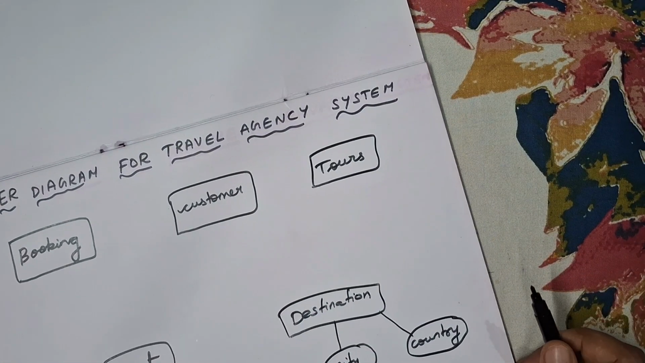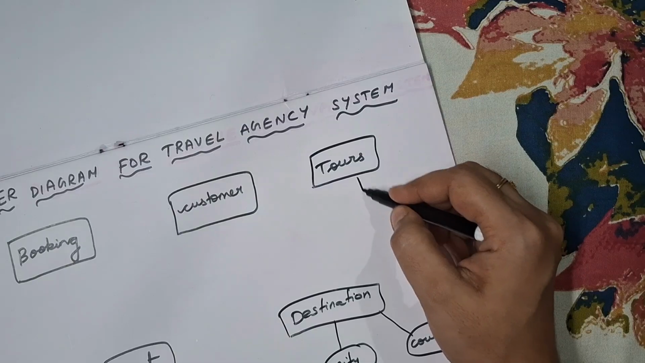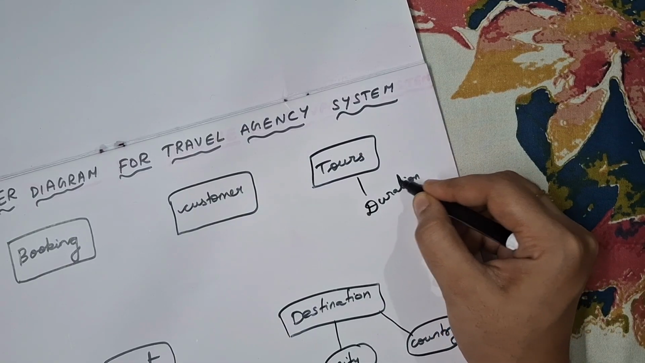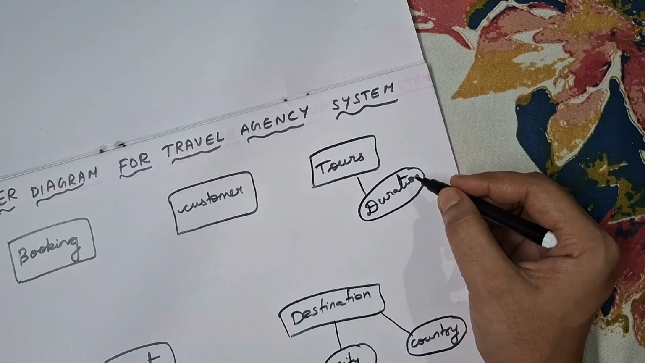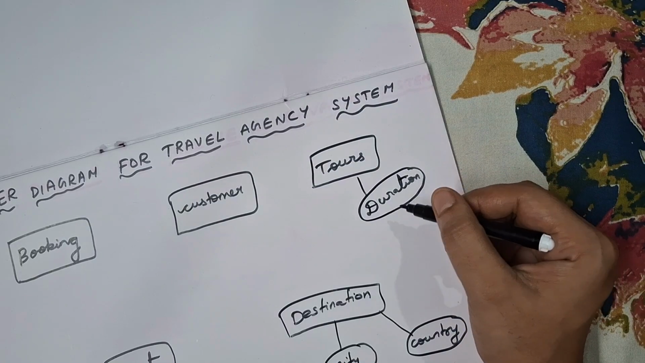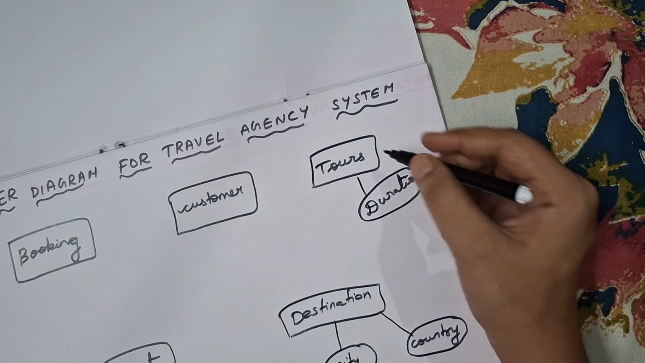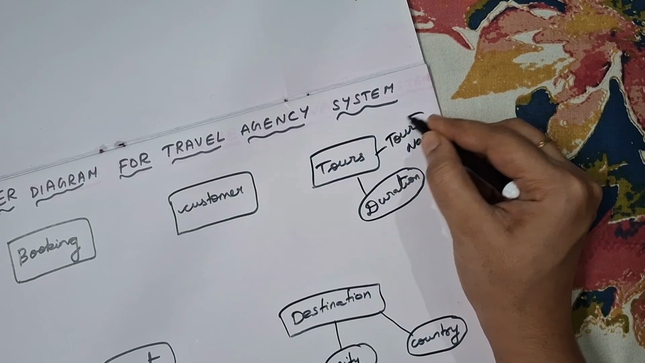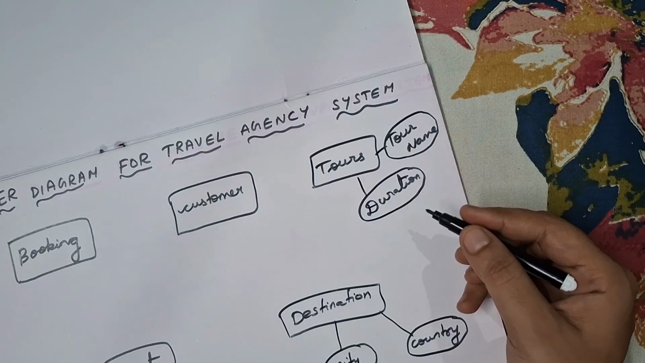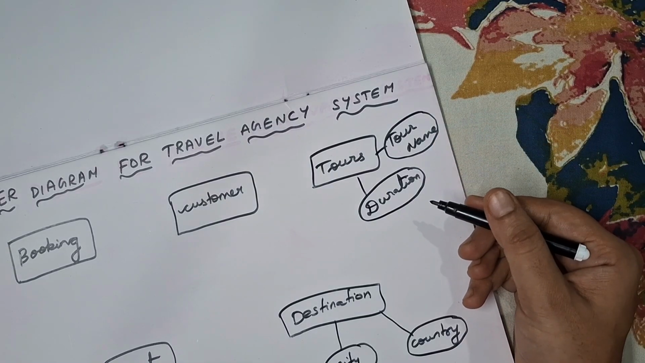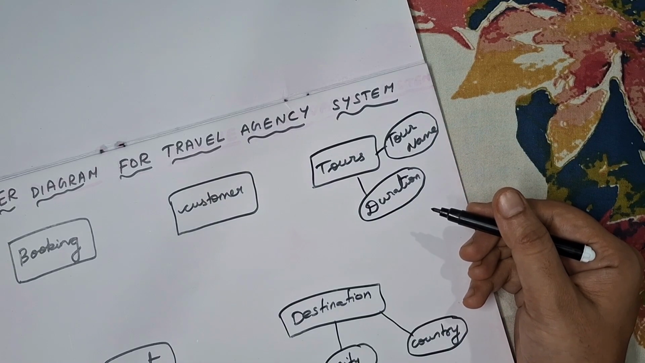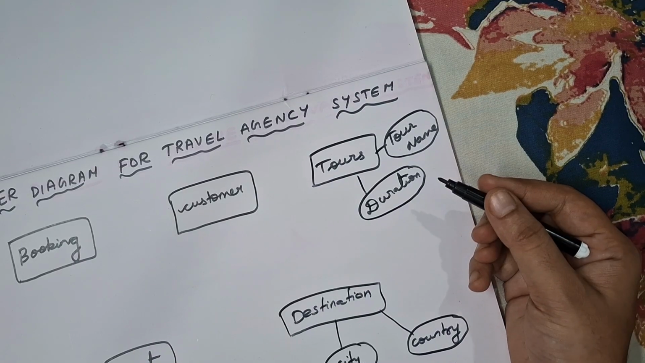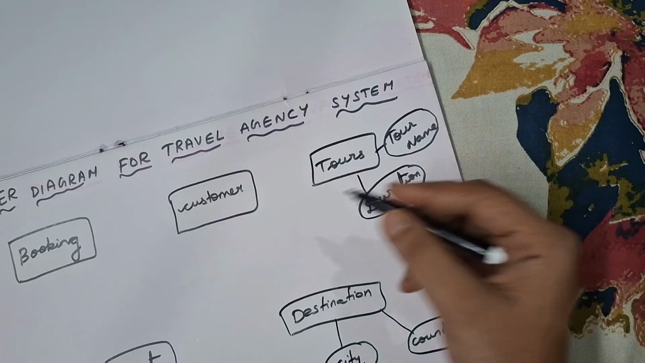Next, what are all the attributes of the entity tour? What is the duration of the tour? Is it 1 week or 1 month or 10 days or 3 days? What is the duration of the tour? Next, what is the tour name? Name of the tour. Is it a trip to Kanyakumari or is it a trip to London? So that is a tour name. To whichever destination you are going, that will be the tour name.